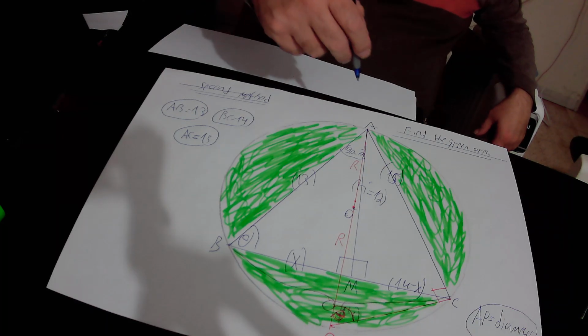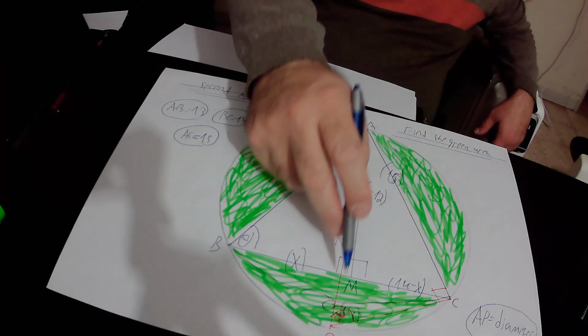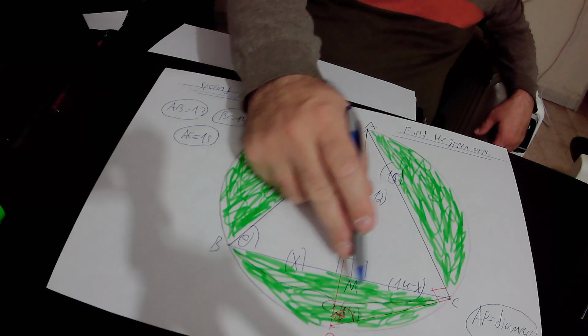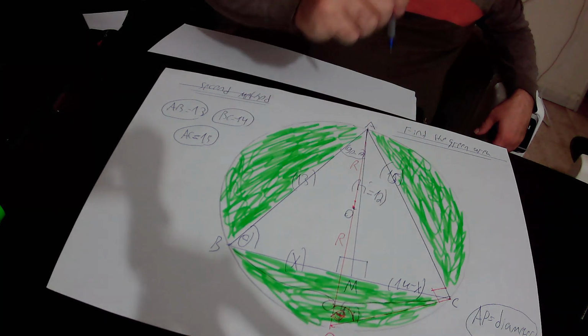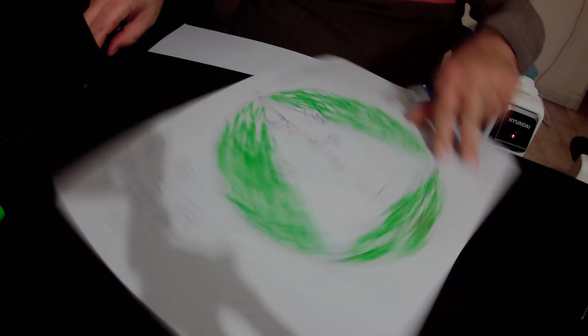Likewise, we focus on the right triangle APC. In the right triangle APC, this angle equals theta, this angle equals 90 degrees, therefore the missing angle here must be equal to 90 degrees minus theta.